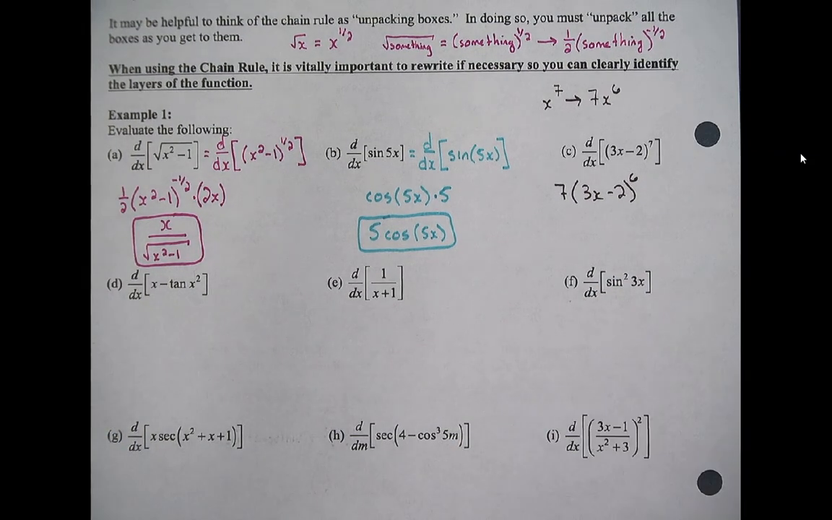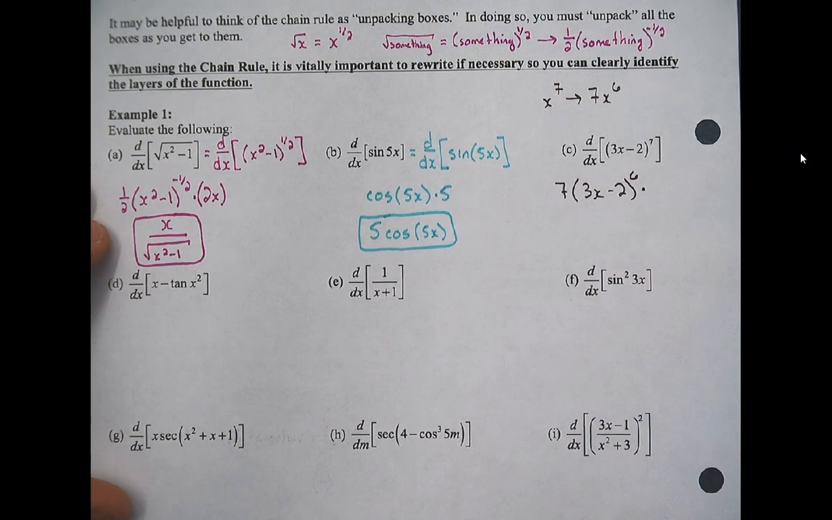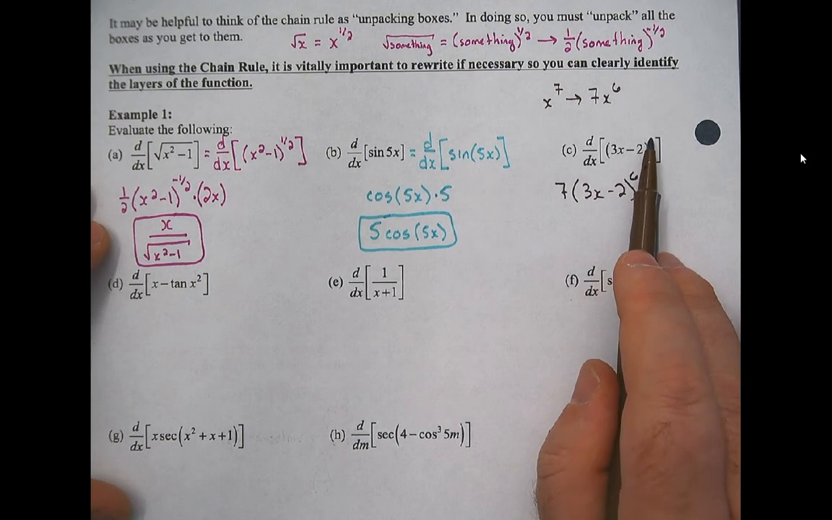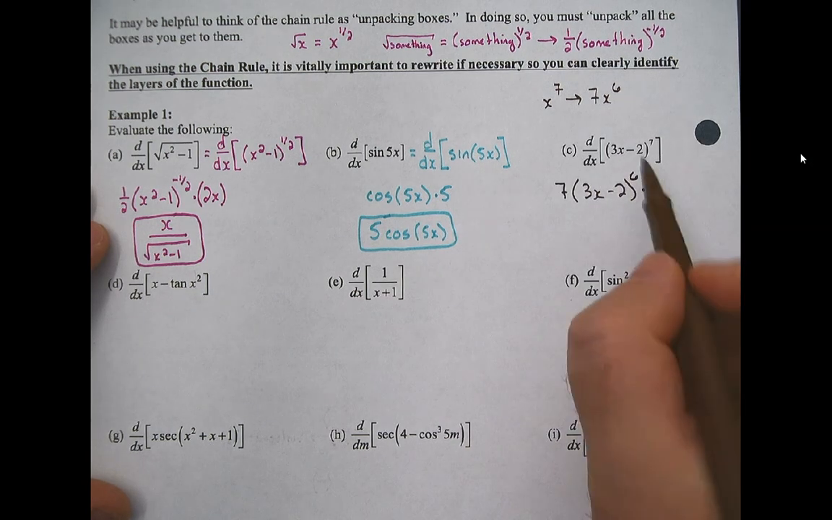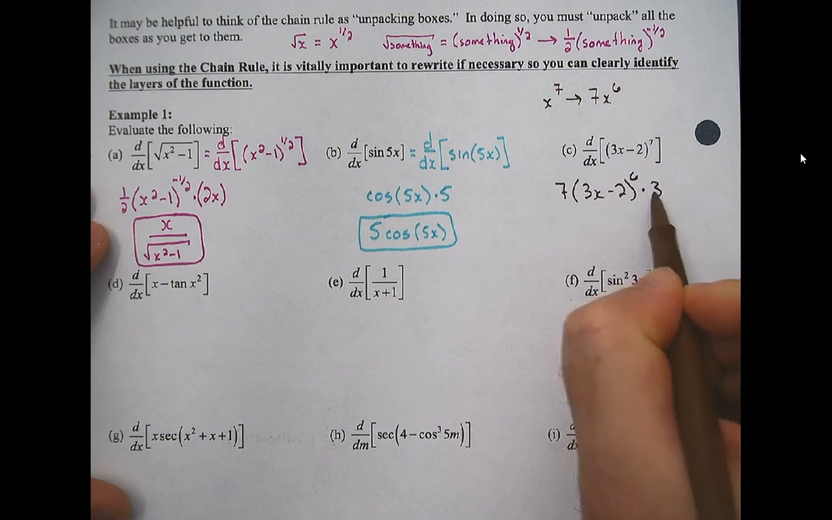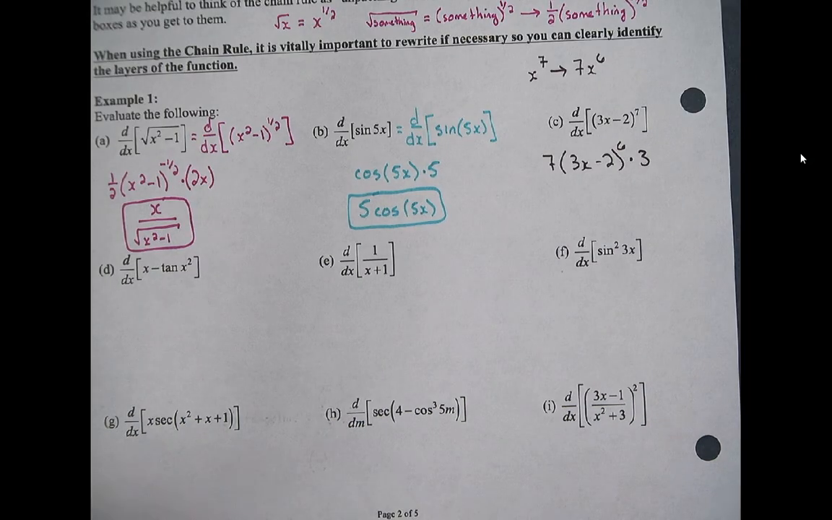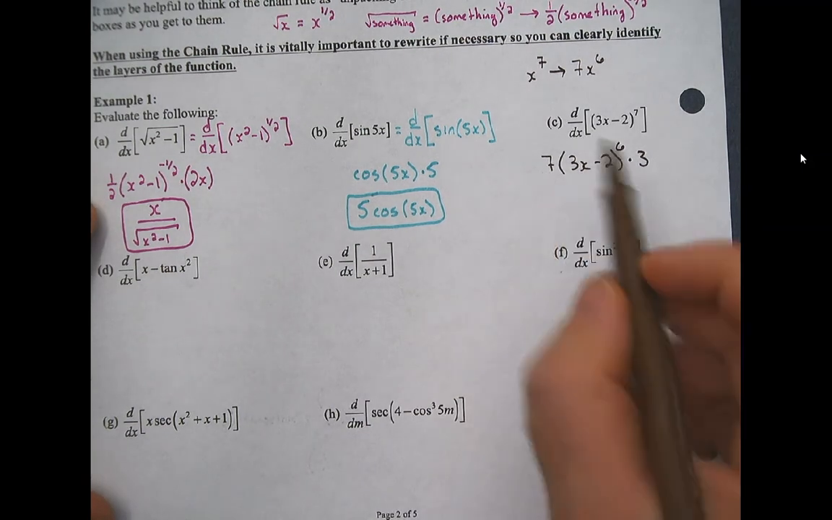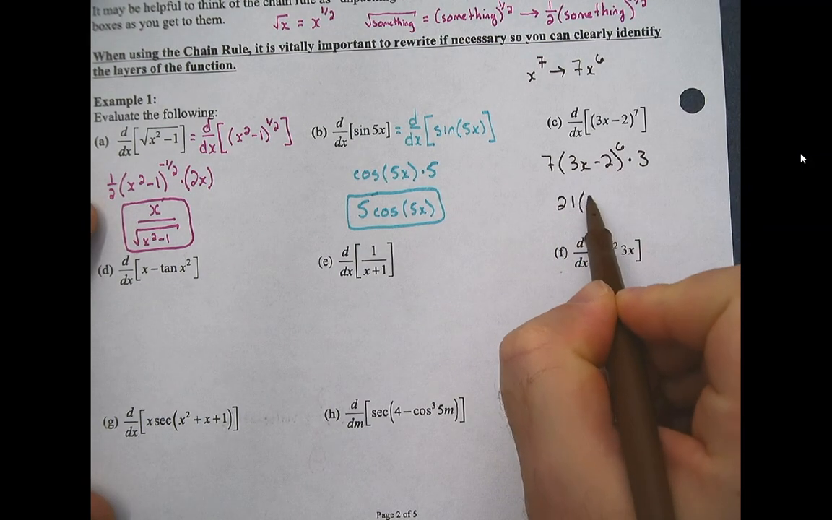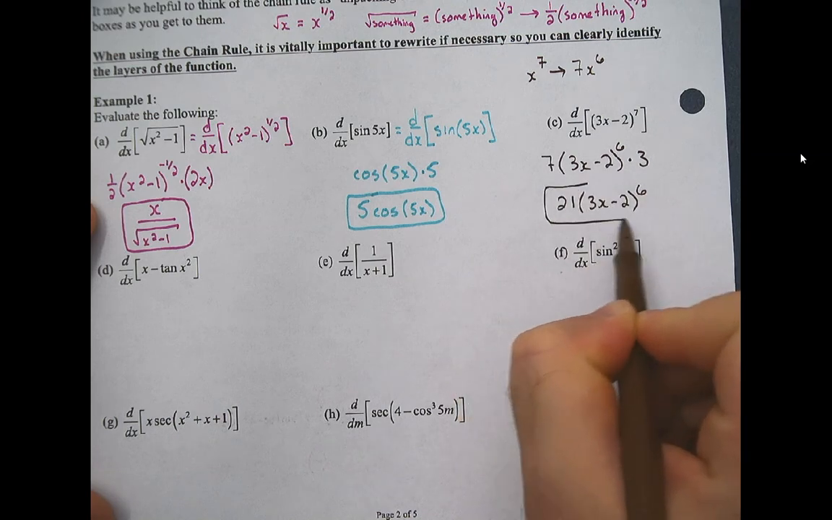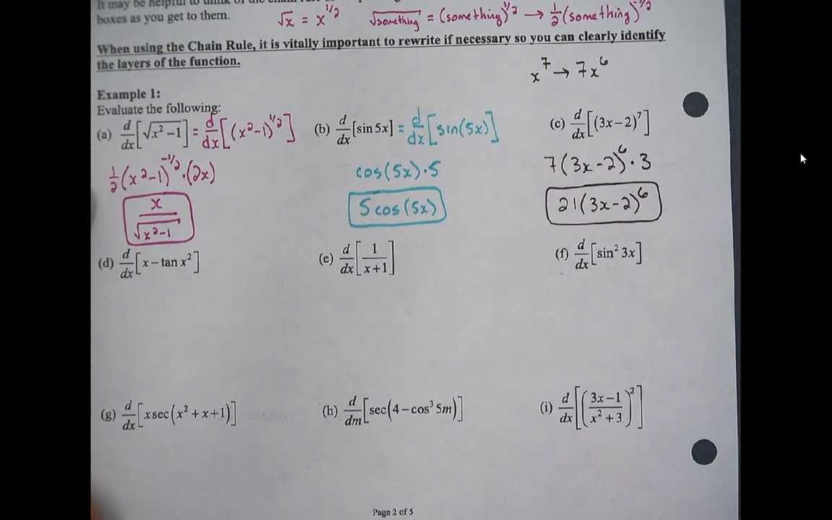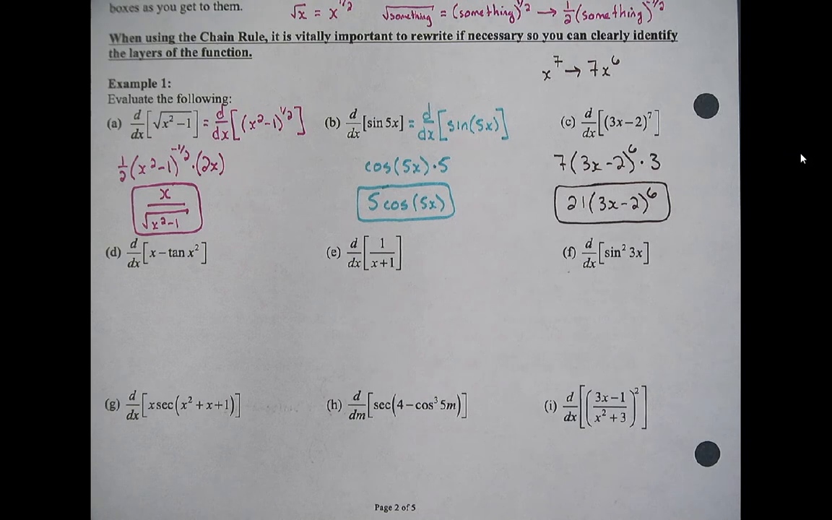But that's not the end, because we still need to derive the something. What's the derivative of something to the 7th? 7 something to the 6th. What's the derivative of the something? Derivative of 3x minus 2 is just 3. We like to push anything that's free together. So like the 7 and the 3 can be multiplied together to make 21 times the quantity 3x minus 2 to the 6th. I would not want to expand that. I could using Pascal's triangle, but I definitely would need a lot more room than we have in that little space.